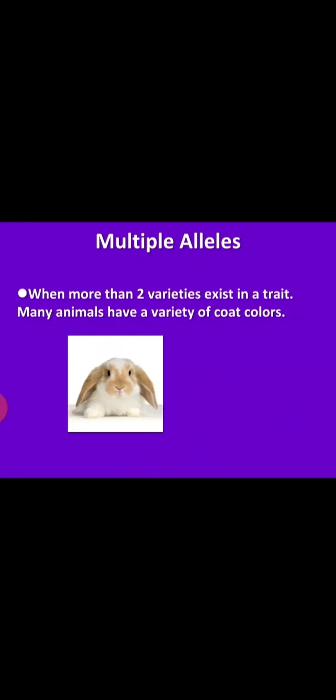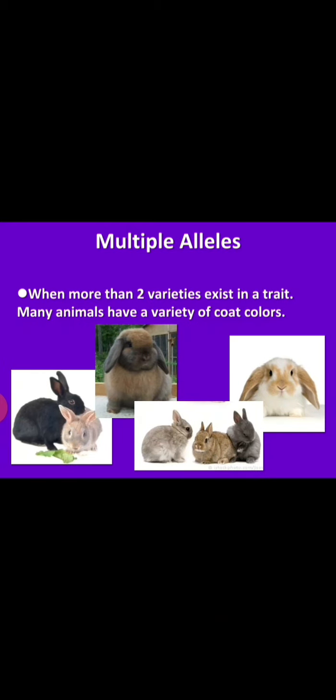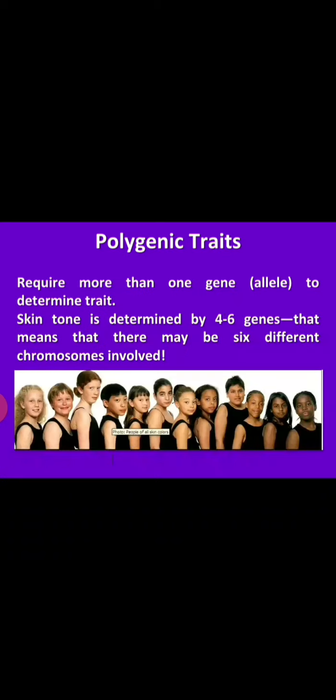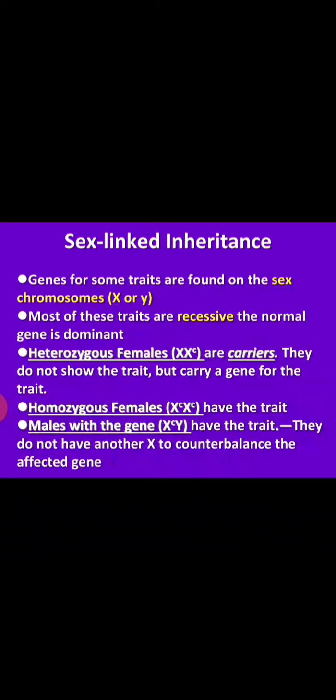Multiple alleles: when more than two varieties exist in a trait, for example, many animals have a variety of coat colors. These are multiple alleles. Polygenic traits require more than one gene or allele to determine the trait. Skin tone is determined by 4 to 6 genes. That means there may be 6 different chromosomes involved.